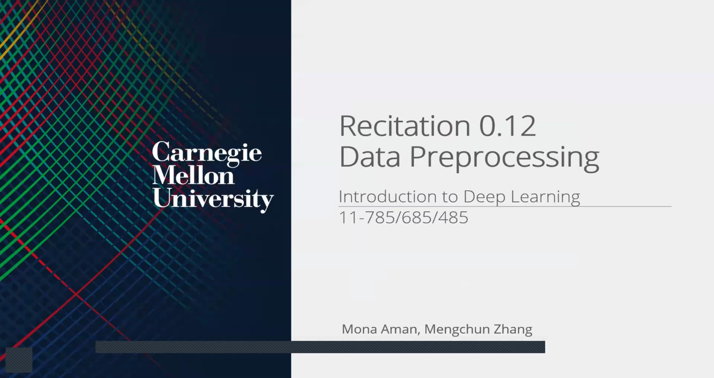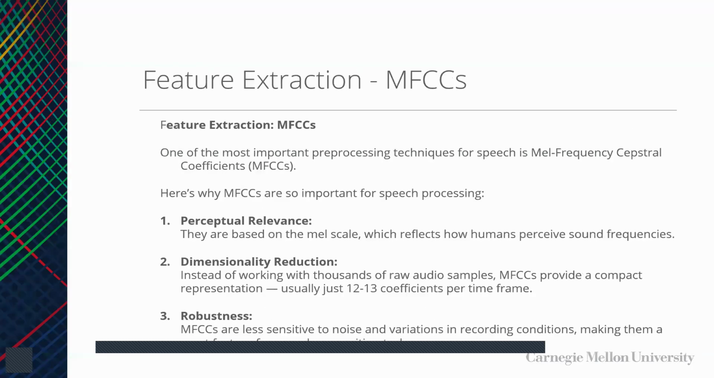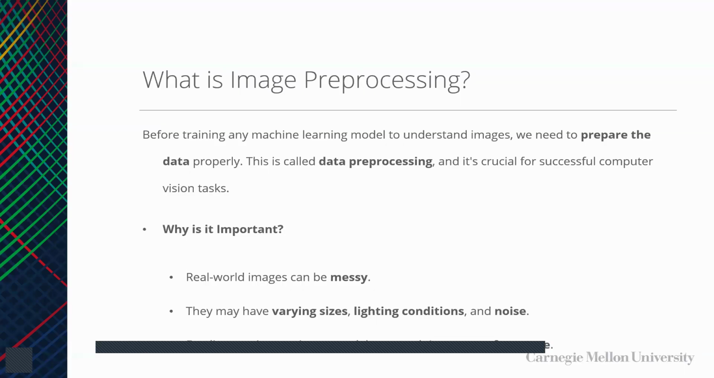Next, we're going to see image preprocessing. So, what is image preprocessing? Before training any machine learning model to understand images, we need to prepare them properly. Why is it important? Real world images can be very messy, varying in size, with different lighting conditions, and they can contain noise. All of this will make our model perform very poorly.